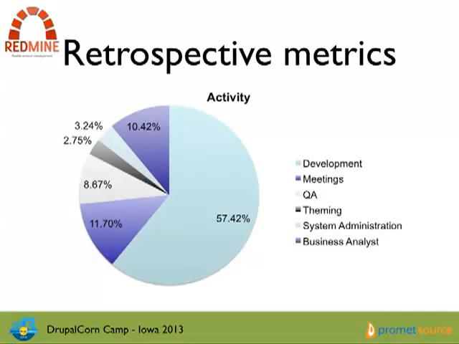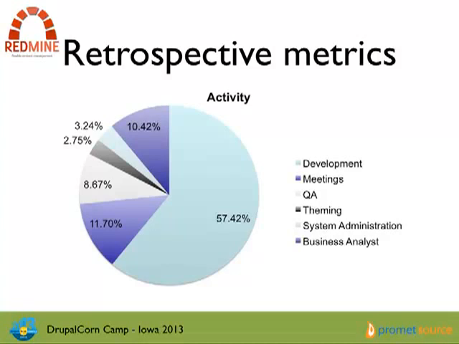So one of the other Scrum, or one of the other Agile rituals we do is retrospectives. We do those both on a sprint basis, and we do those at an end of project basis. This is a retrospective metric. This graph is not actually generated by Redmine. The data is generated by Redmine, and it's based on the trackers.